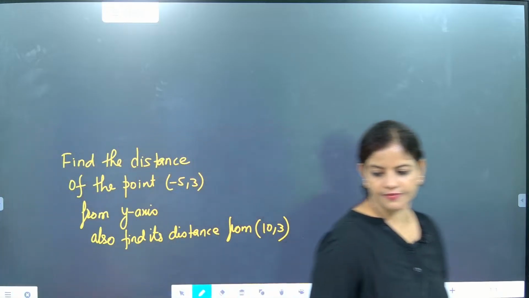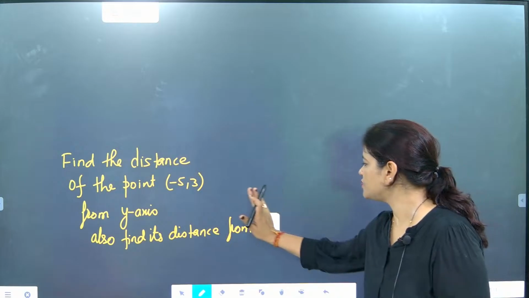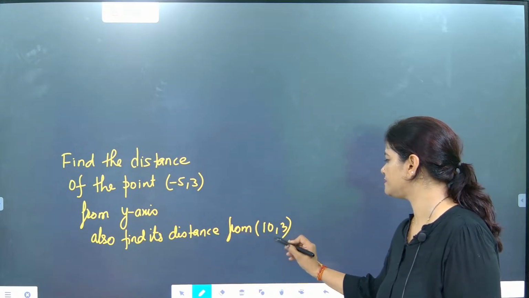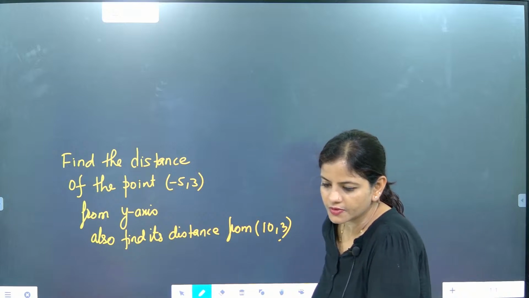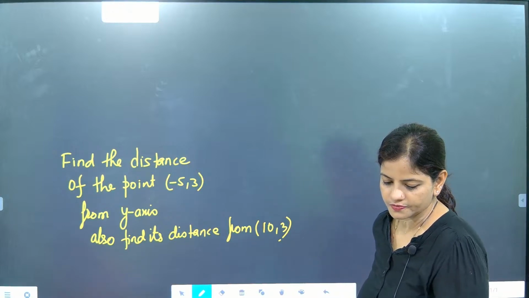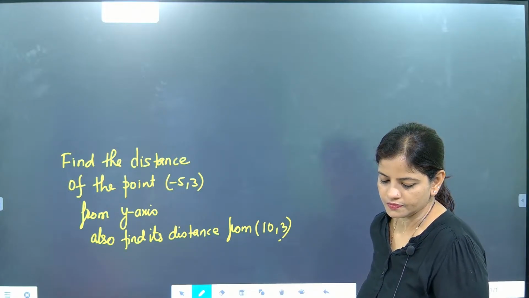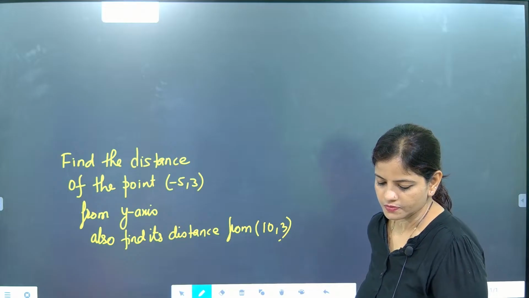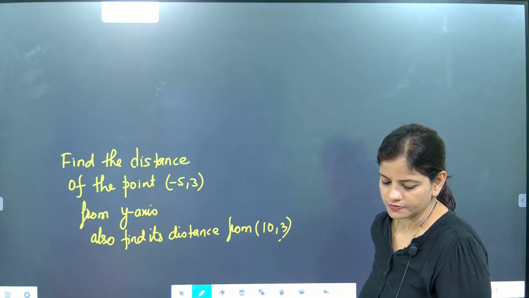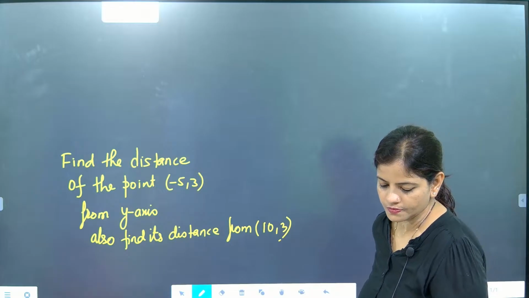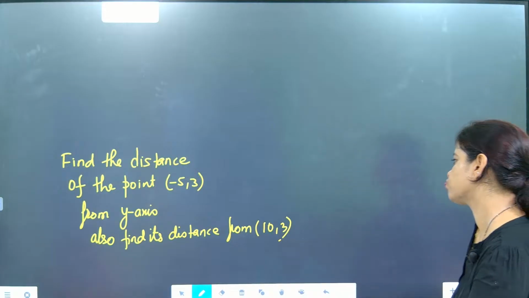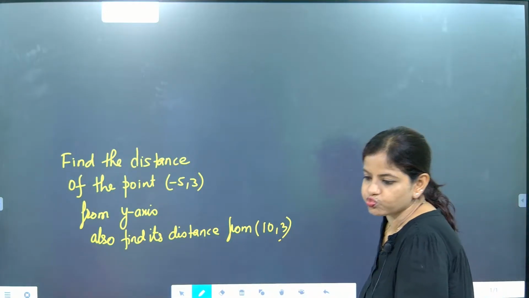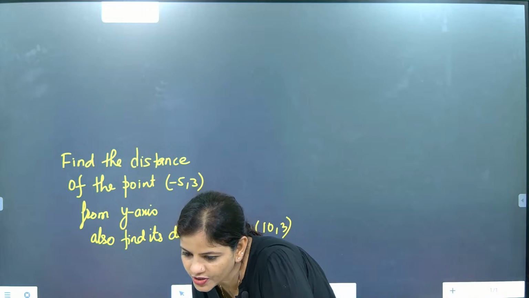Come on, go for it. 10 comma 3. This point is exactly what, beta? 10 comma 3. Very nice. Come on, go for it. 5 and 10. Let's see, Hira, what is the answer? Maybe 3 units.